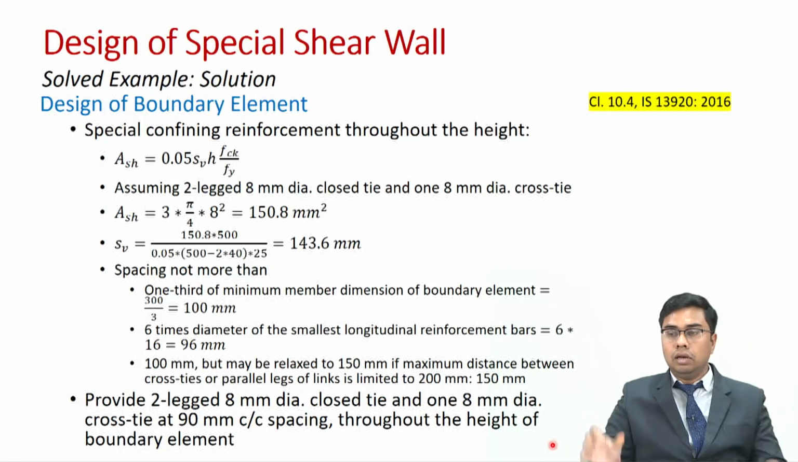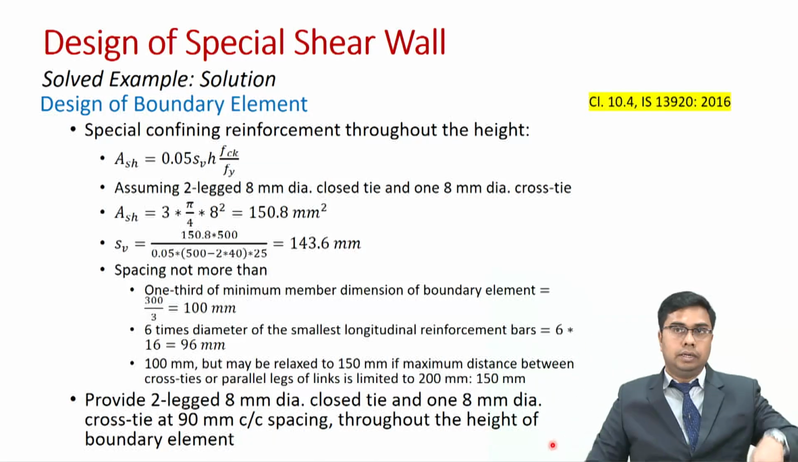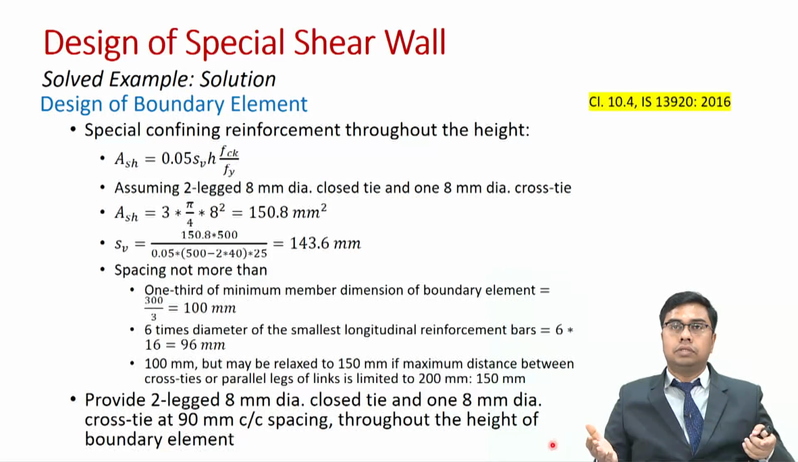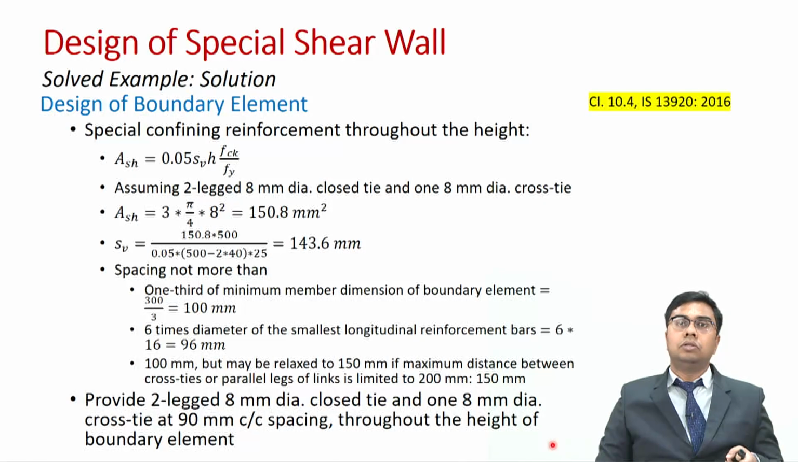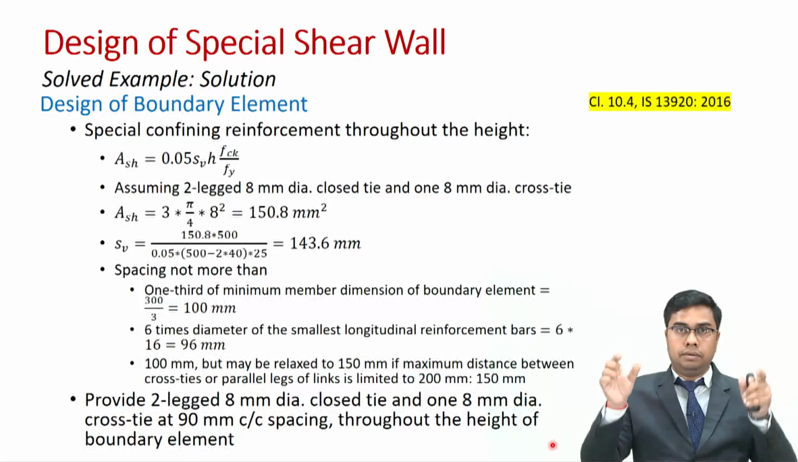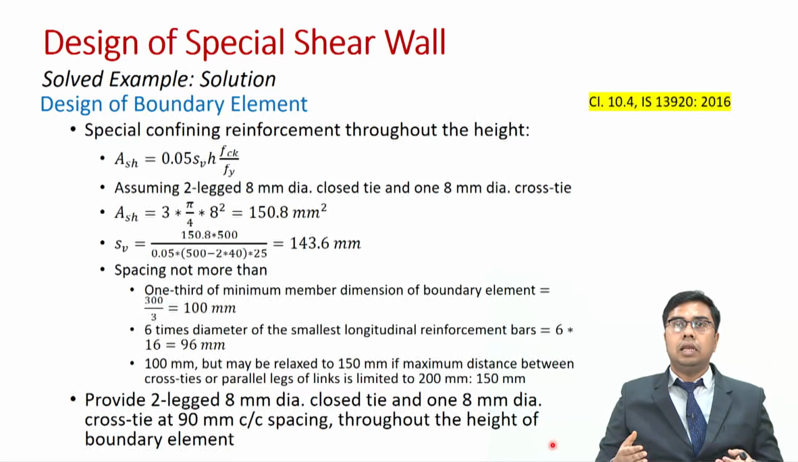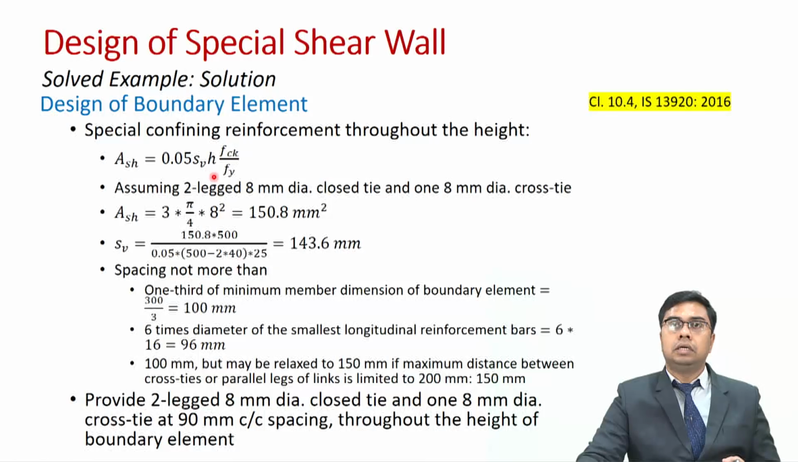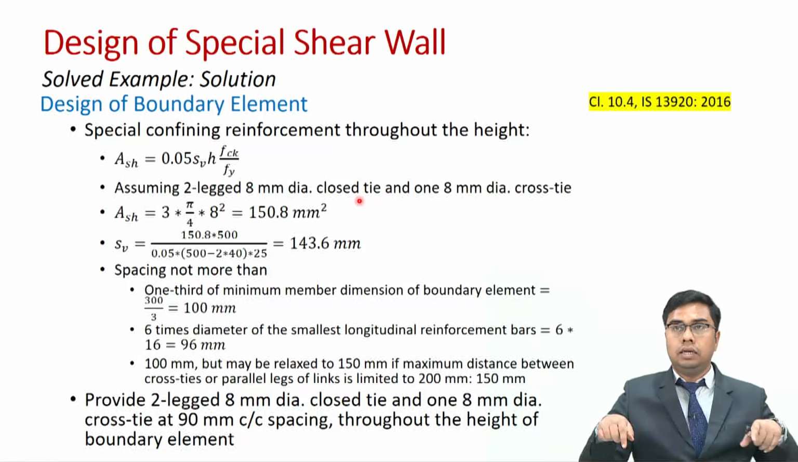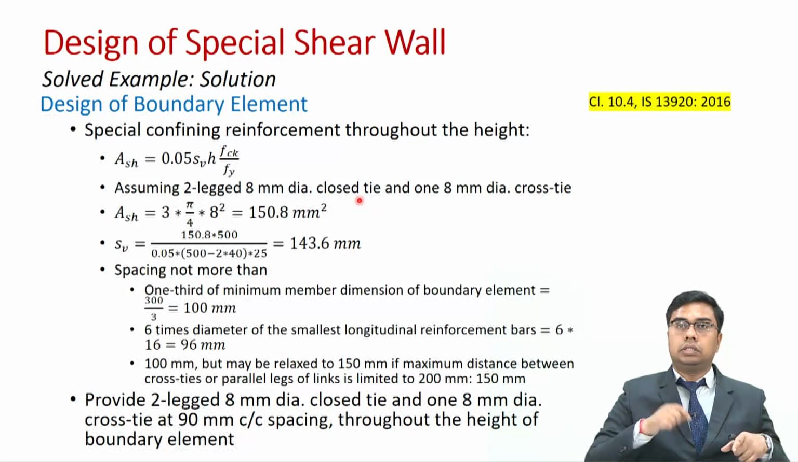So far we have designed the longitudinal steel in case of the boundary element. Now we are designing the transverse reinforcement. How will we design? We have studied in the last class that we need to provide a special confining reinforcement throughout the height of the boundary element. What shall be the area of the steel? It is given as Ash equals 0.05 Sv h divided by fck upon fy. Now we will assume two-legged 8 mm dia closed tie and one 8 mm dia cross tie.